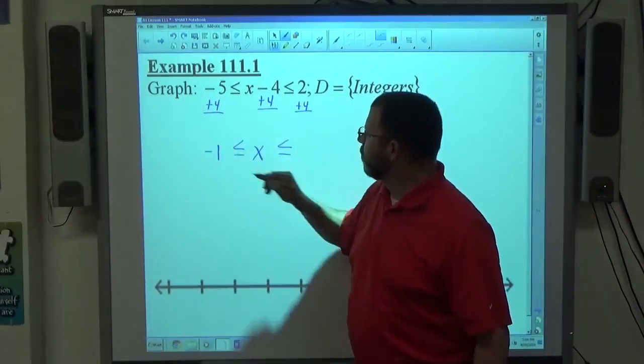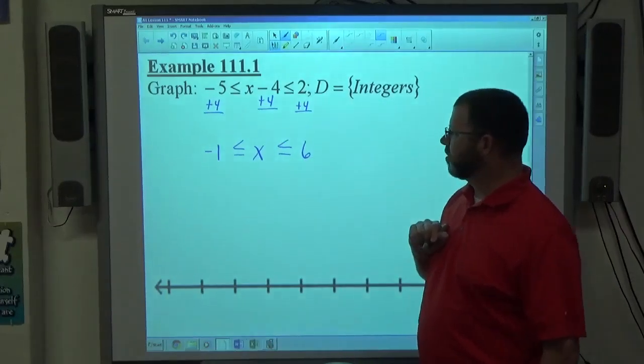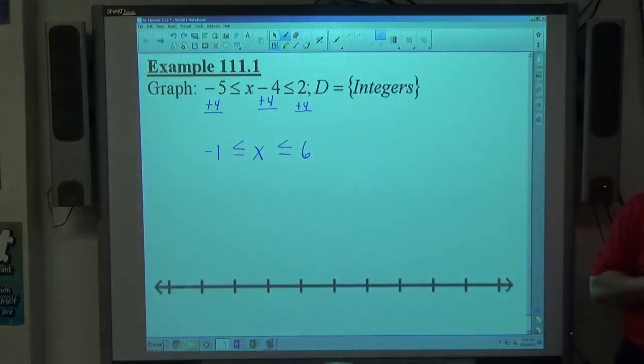-5 plus 4 makes -1. 2 plus 4 makes +6. That creates a good graphable conjunction. X in the middle, that's what we're looking for.